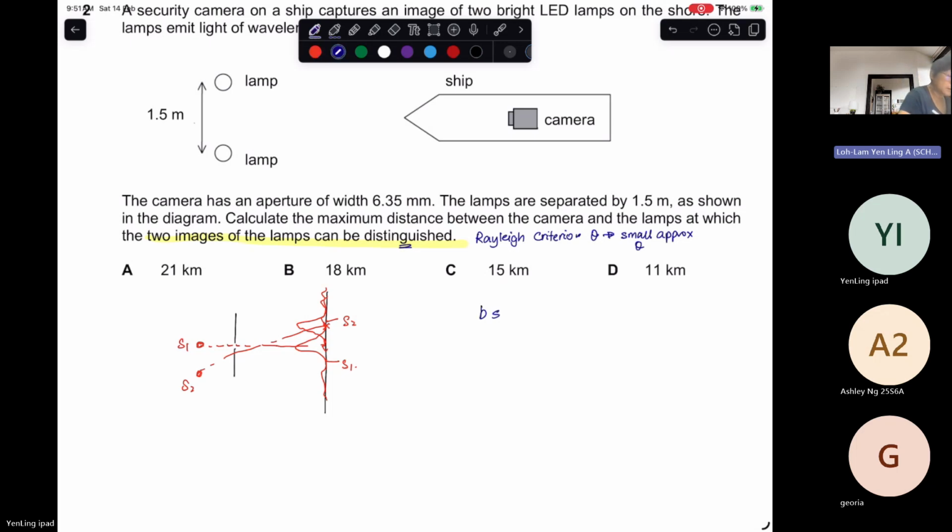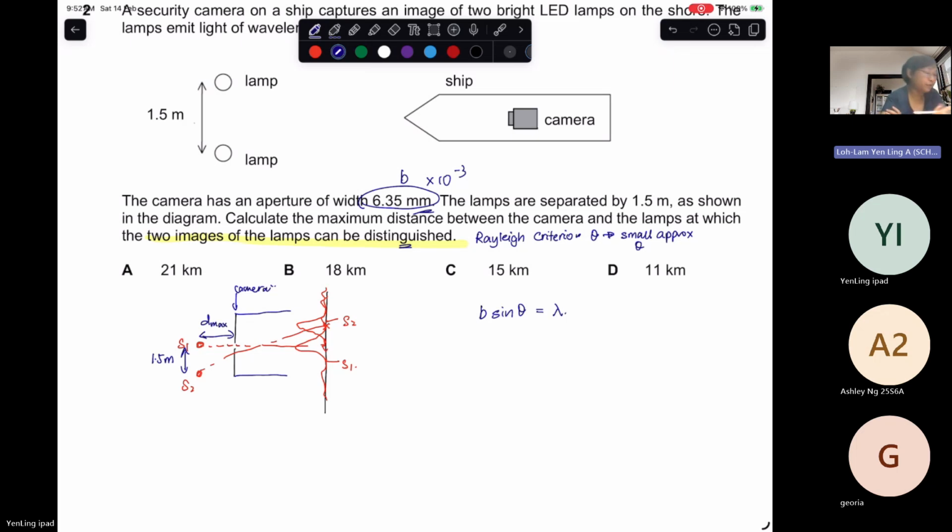So I'm going to go back to b sine theta equals lambda. We have the aperture, so this is my b times 10 to the power minus 3 because it's in millimeters. The lamps are separated by 1.5 meter, as shown. And then what's the maximum distance from the camera? So where's the camera? This is your camera. Your slit is where the camera is. This is the camera aperture. Then, calculate this maximum distance. I think in your solution it uses D max.